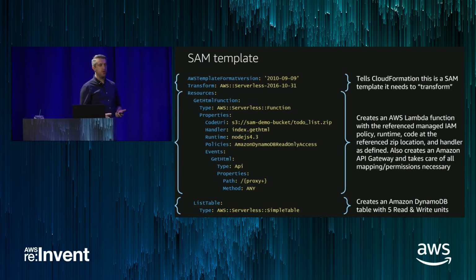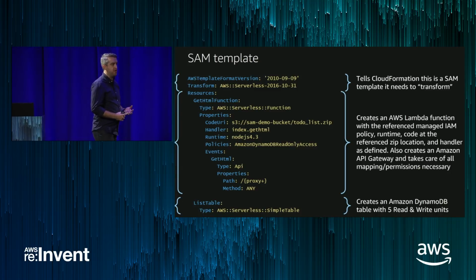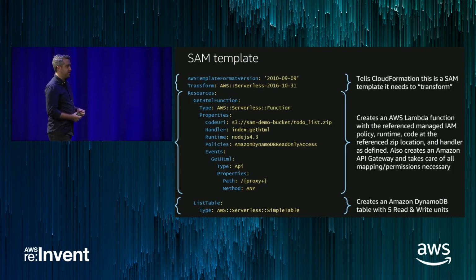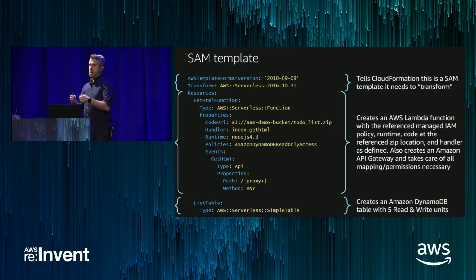And what we see here are a couple lines that are specific to Lambda, such as where the code is going to live, the handler for my function, the runtime for this function, and the policy that exists. And then right below that, we have an events section. And the event in this case is of type API.